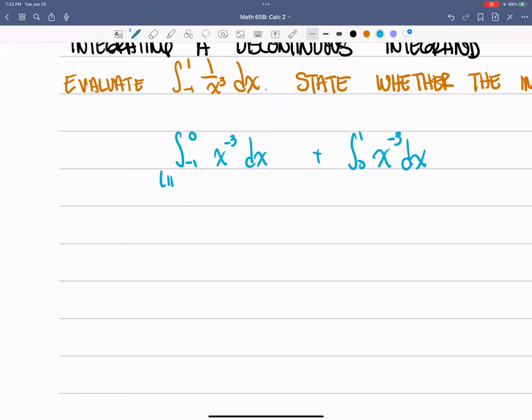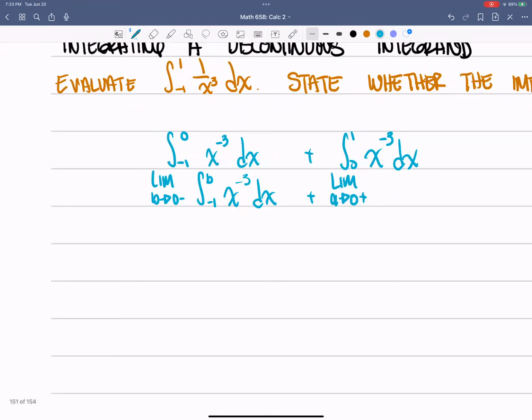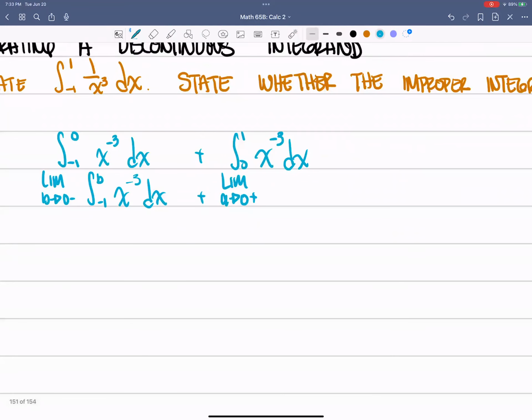So this is going to be the limit as b approaches 0 from the left of -1 to b, x to the -3 dx, plus the limit as a approaches 0, this time from the right. So from 0 up to 1. And this one's going to be from a to 1, x to the -3 dx.